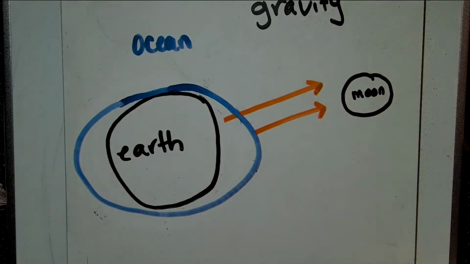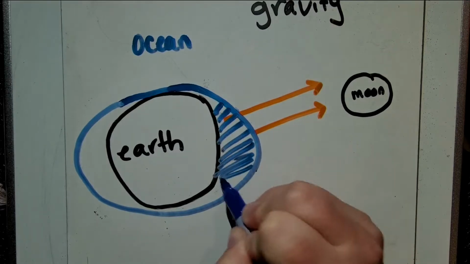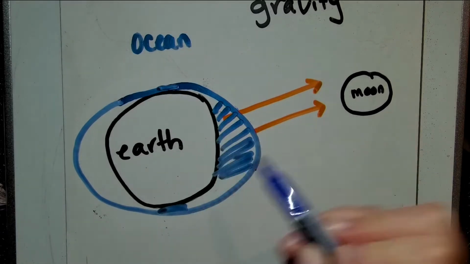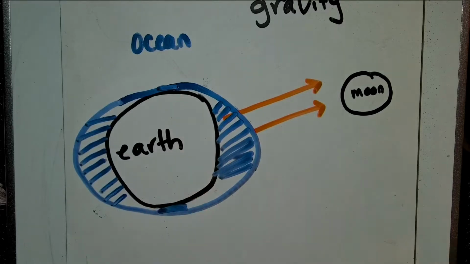So here you have it. You can see that this part has a lot of water as compared to this part right here, and also this part right here. And then over here, we also have a lot of water. So this is going to represent our tides.